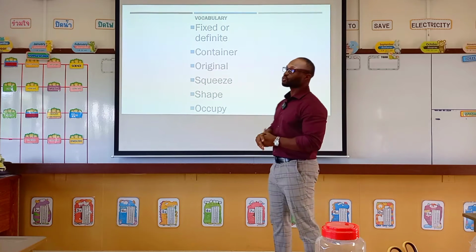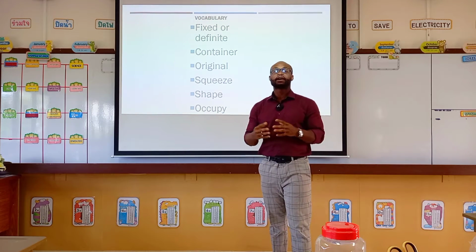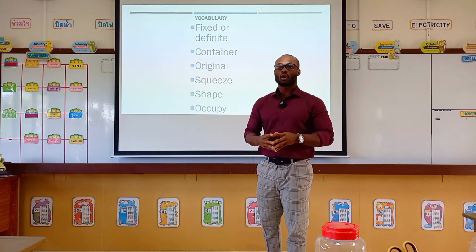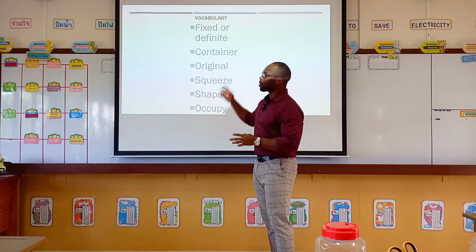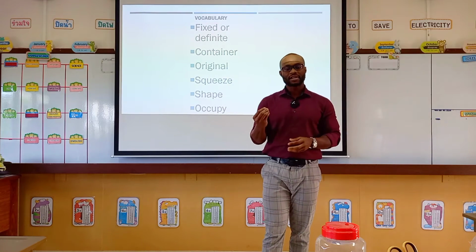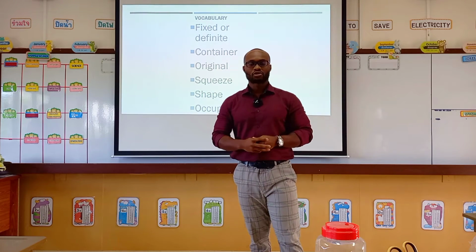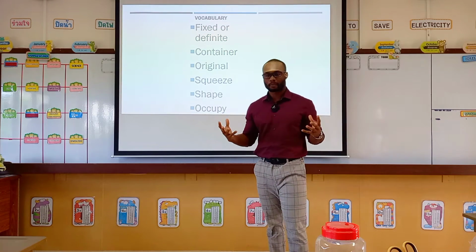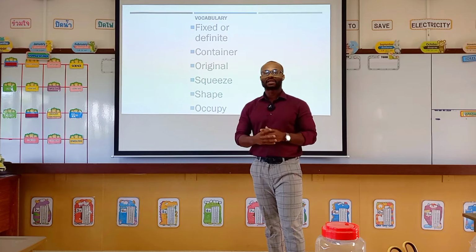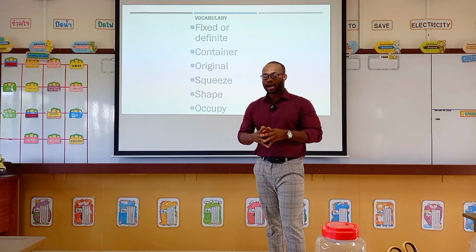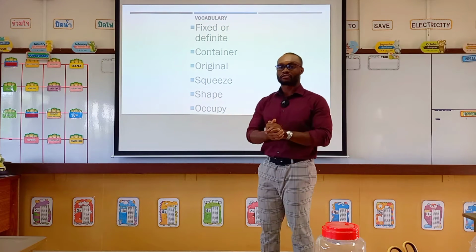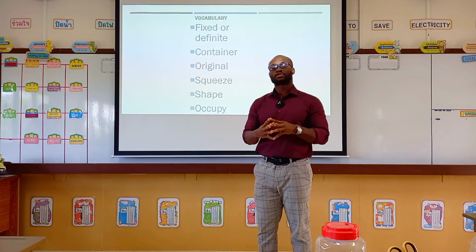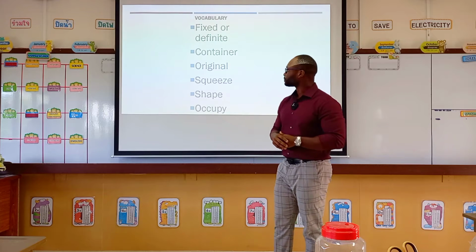All right, so the first word we have here is fixed. Fixed or definite. So these two words mean the same thing. Fixed or definite. So for something to be fixed means something cannot move, okay? An object that is fixed cannot move, all right? So that is the meaning of the word fixed or definite. I'll give you some examples later on.